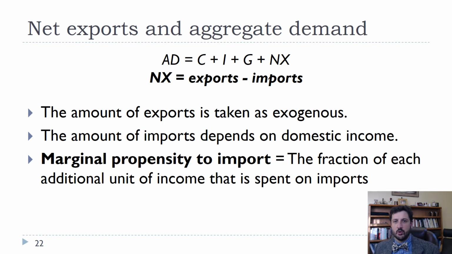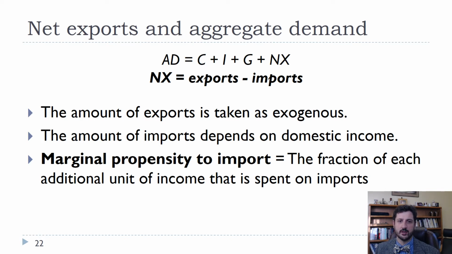What about net exports? Well, remember, net exports are exports minus imports. Exports is taken as exogenous. It's going to shift aggregate demand up or down depending on what's going on in other economies, right? So if one of the countries that we export a lot to has a recession, then those exports are probably going to fall.